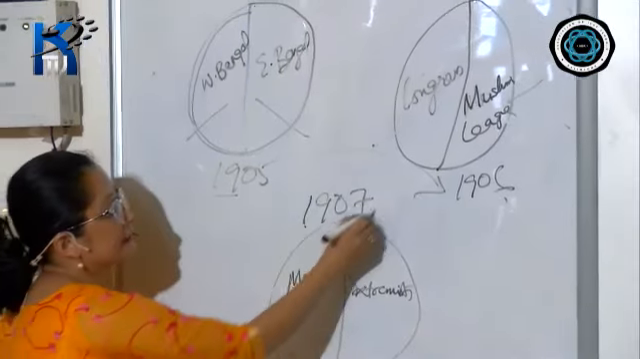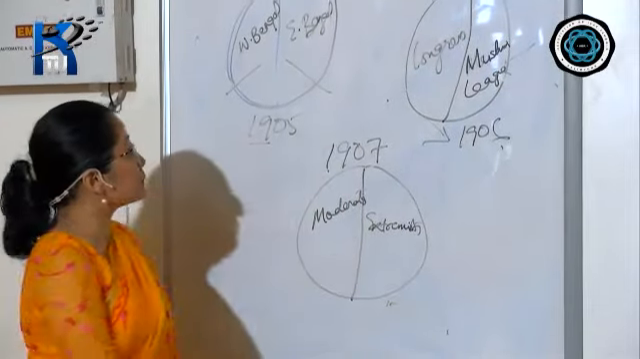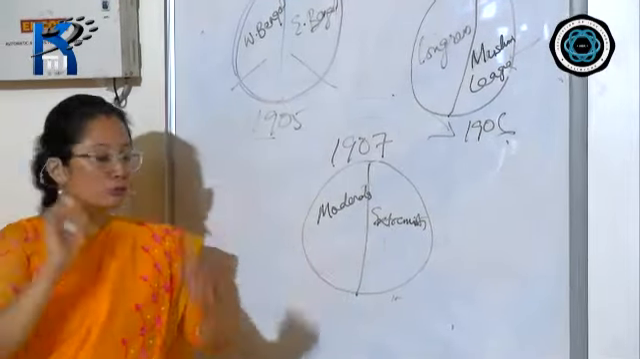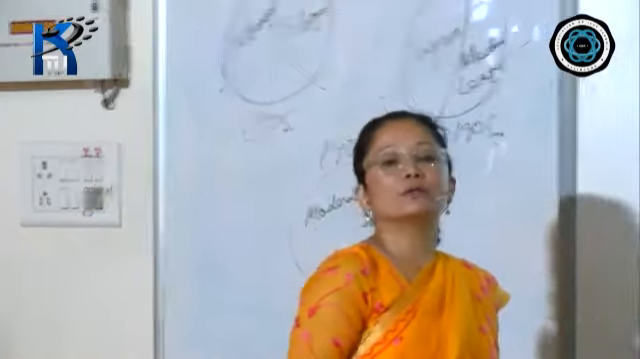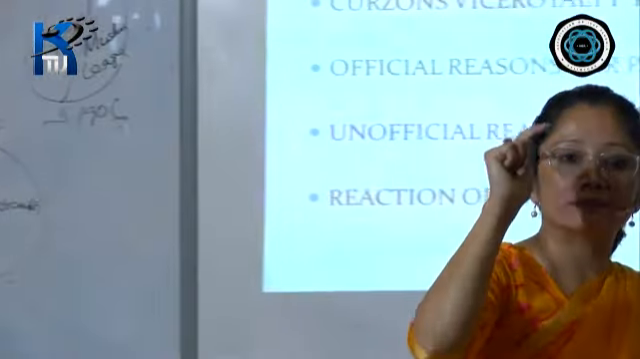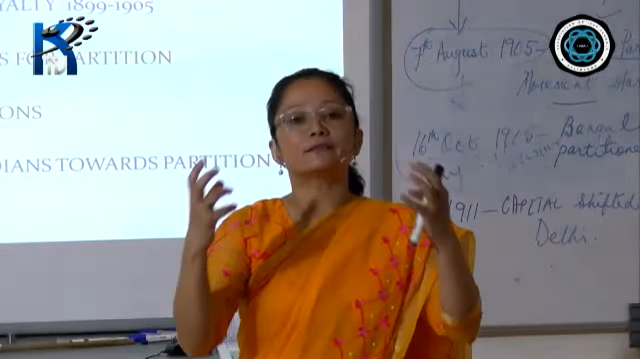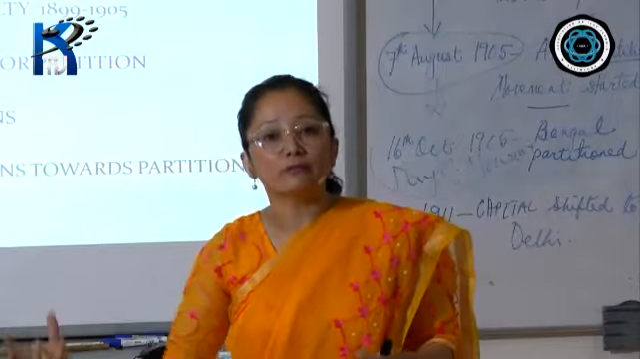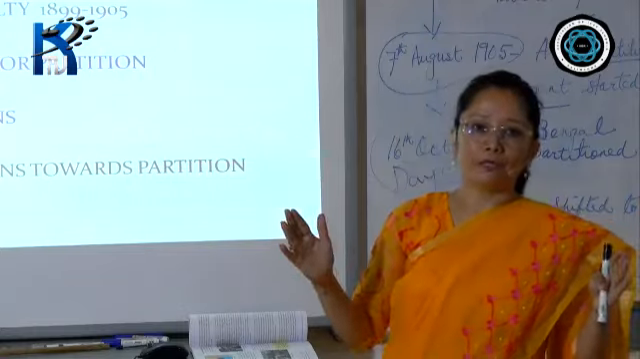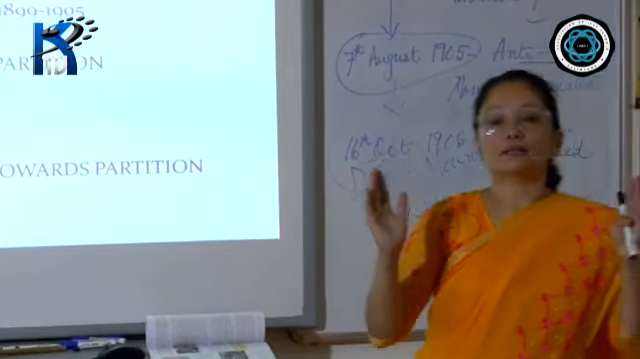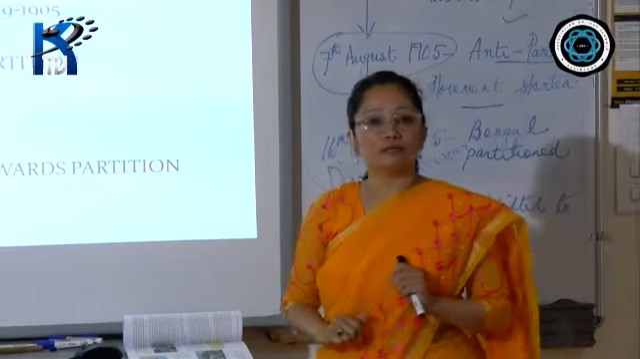Then again in 1907, we had the historic Surat Split, where the Congress split into two halves, one with the moderates and the other with the extremists. So these 3 years, 5, 6 and 7, seemed to be very unlucky for the Indian national movement because everything was splitting. Right from the provinces to the political parties to the ideas, everything was breaking up. So I have explained to you the partition of Bengal, the official reason, the unofficial reason, and the reaction of the Indians.